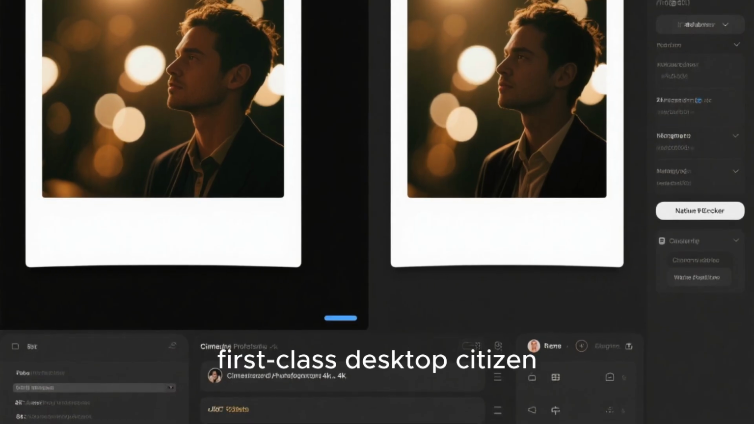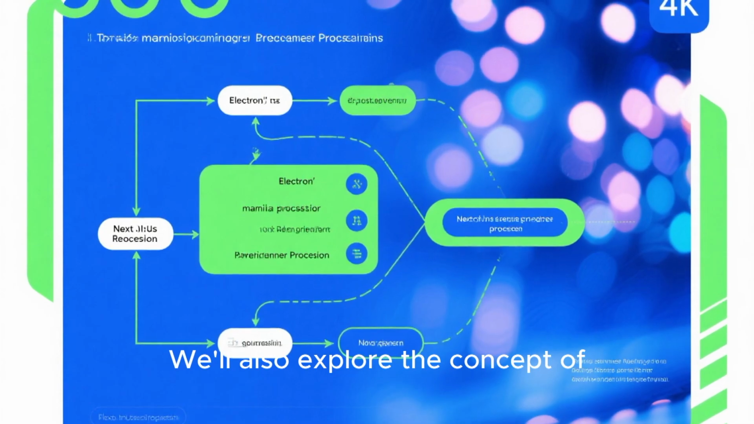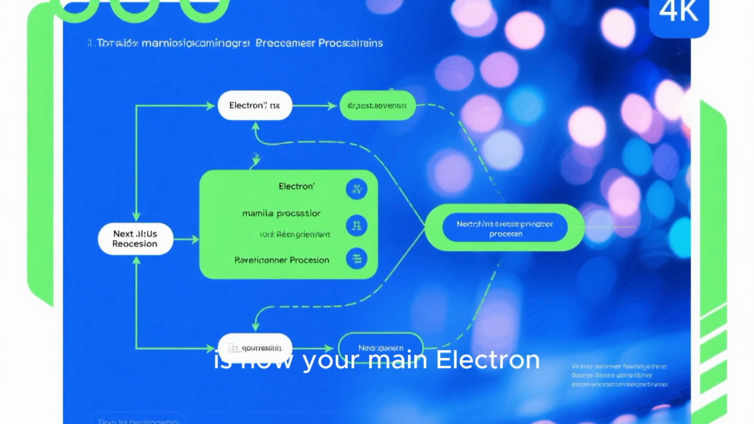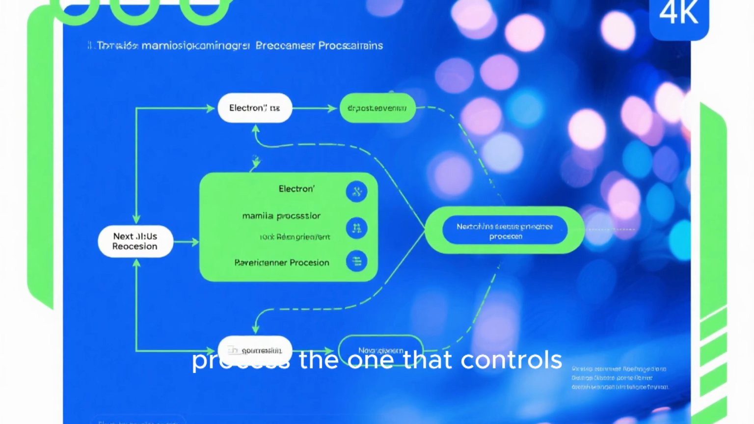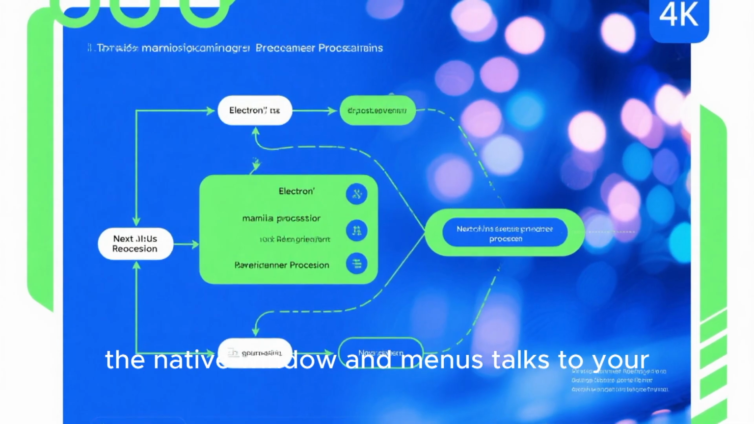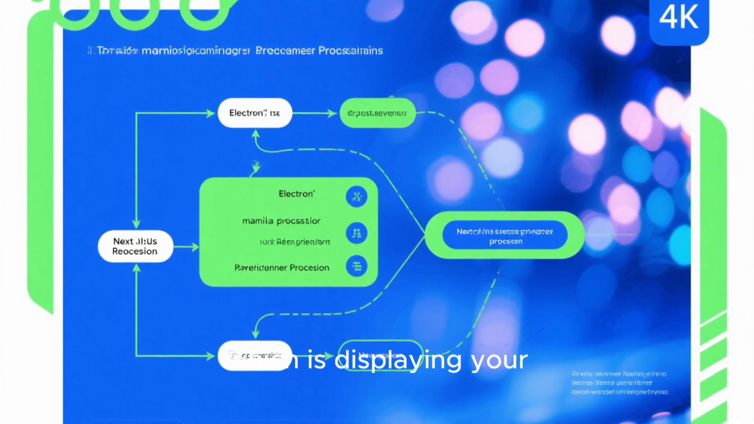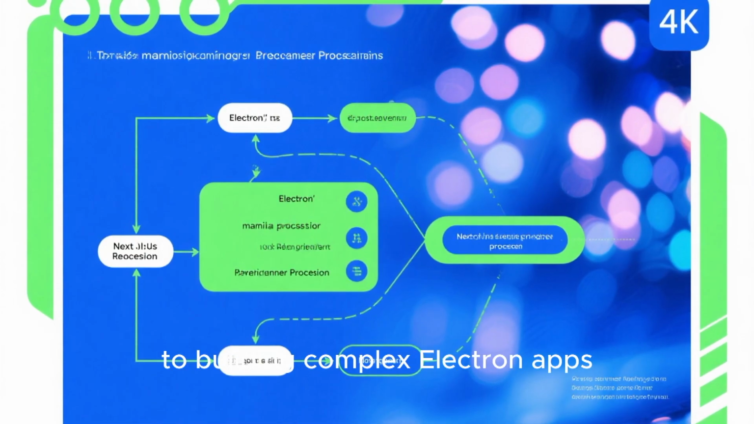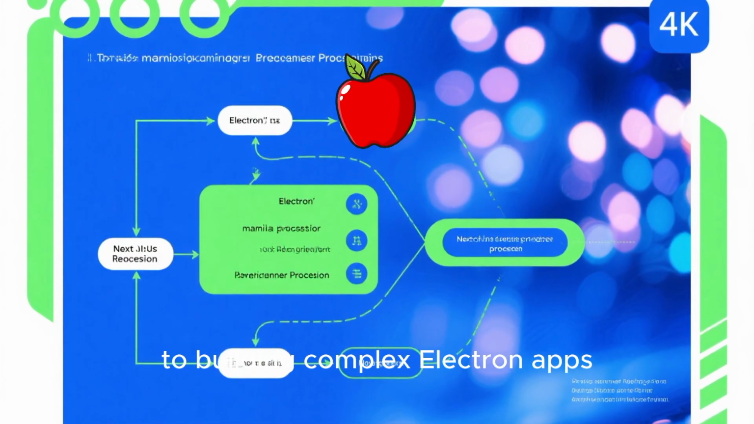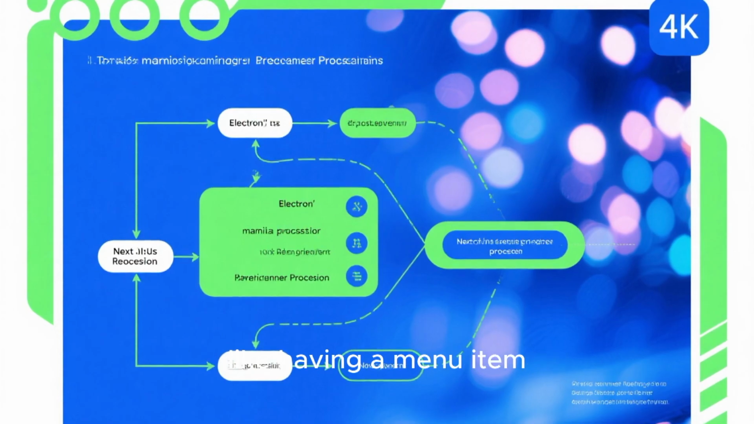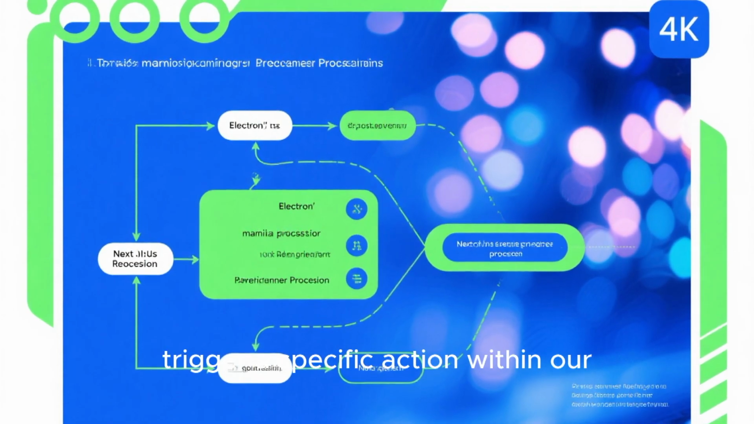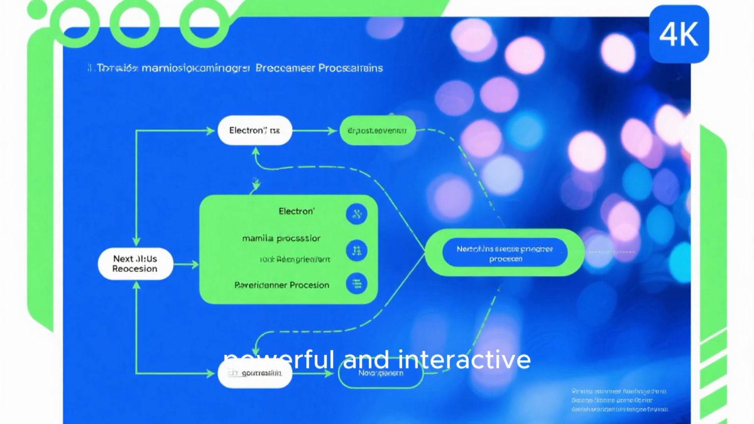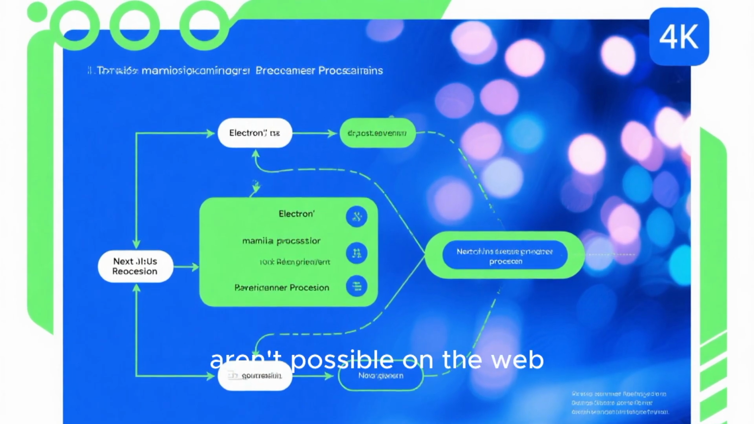We'll also explore the concept of inter-process communication, or IPC. This is how your main Electron process, the one that controls the native window and menus, talks to your Next.js renderer process, which is displaying your UI. Understanding IPC is fundamental to building complex Electron apps. We'll build a practical example like having a menu item trigger a specific action within our React components. Mastering this will allow you to build incredibly powerful and interactive features that just aren't possible on the web.